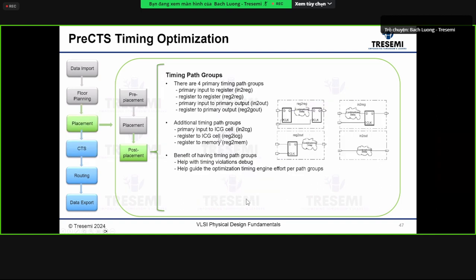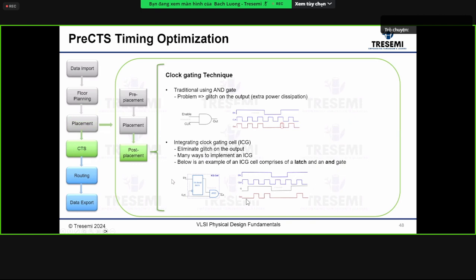Basically, you have data coming in, a Q coming in, so it goes into the input of the ICG cell, the reg to ICG. So the Q output goes to the enable here. So this is okay.